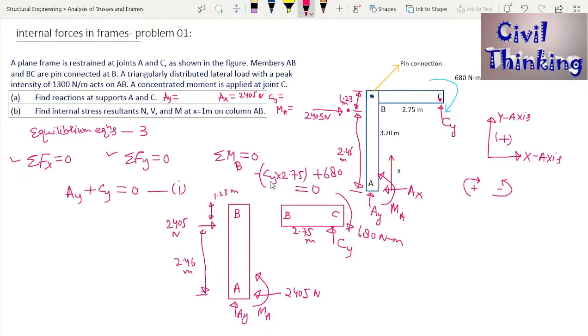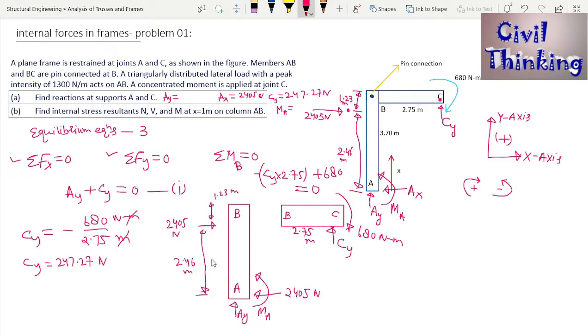Now from here we will get Cy. Let me write here, Cy is going to be minus 680 divided by 2.75. This is Newton meter and this is meter. Meter and meter cancel out, we are only left with Newton. Now 680 divided by 2.75 is how much? 247.27. So we found Cy to be 247.27 Newton. So I will write here, we found Cy to be 247.27 Newton, right?